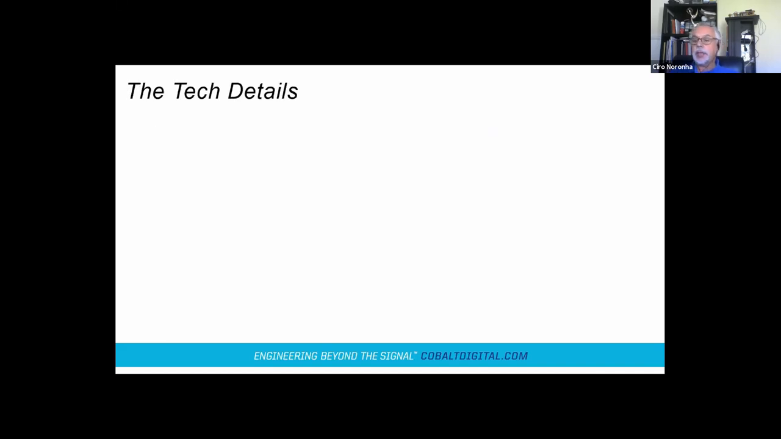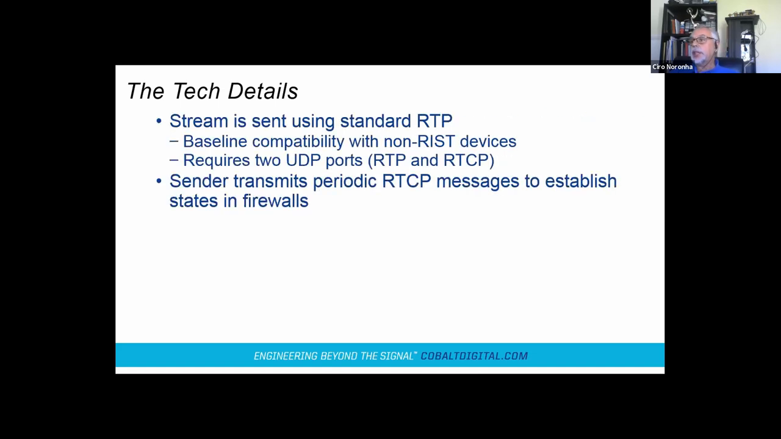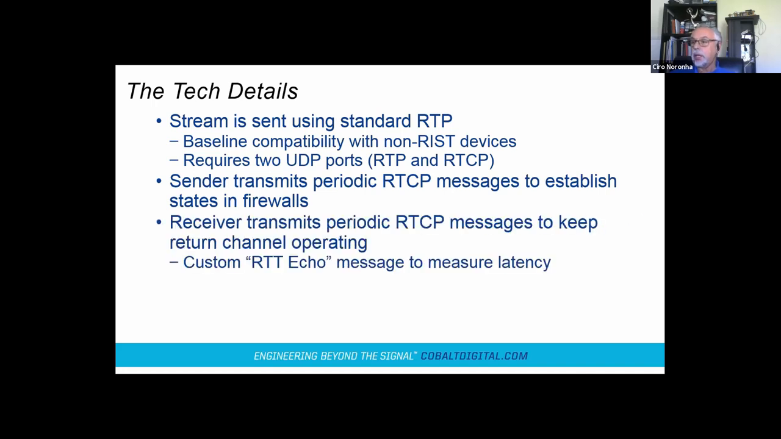So since this is a tech presentation, I'm going to dive into the tech details for you. The base stream is sent using standard RTP, so you have baseline compatibility with non-RIST devices. Just like in SMPTE 2022 FEC, you have baseline compatibility with non-RIST devices, you have it here too. The sender transmits periodic RTCP messages to establish state in the firewall, and the receiver also transmits periodic RTCP messages to keep the return channel. We also have an echo message to measure latency.